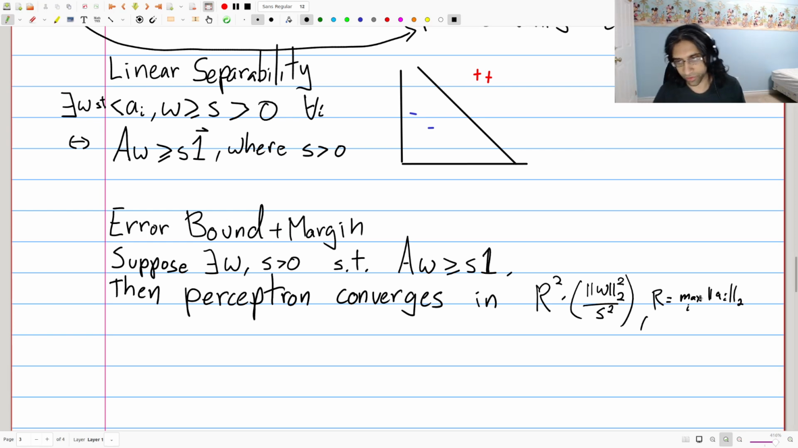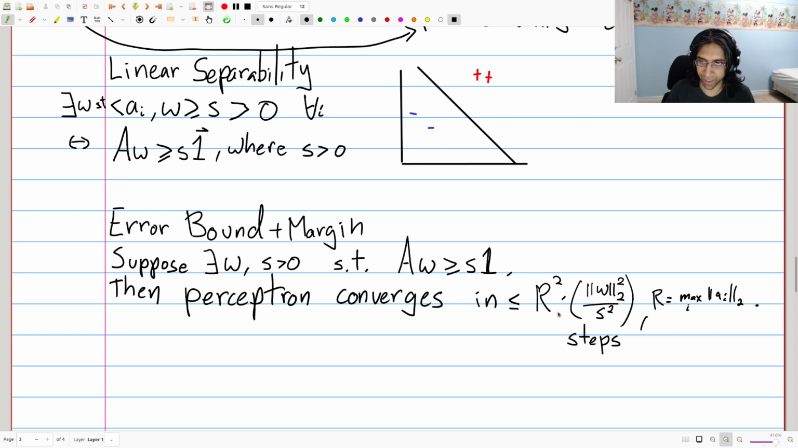Okay, and if you're not familiar with this norm notation, then you should get familiar with it because it's very important. Basically, the L2 norm of a vector says that you square all the entries, add them together, and take the square root. So here's the theorem: suppose there's a solution and the data is linearly separable, then Perceptron will converge in less than or equal to this many steps.